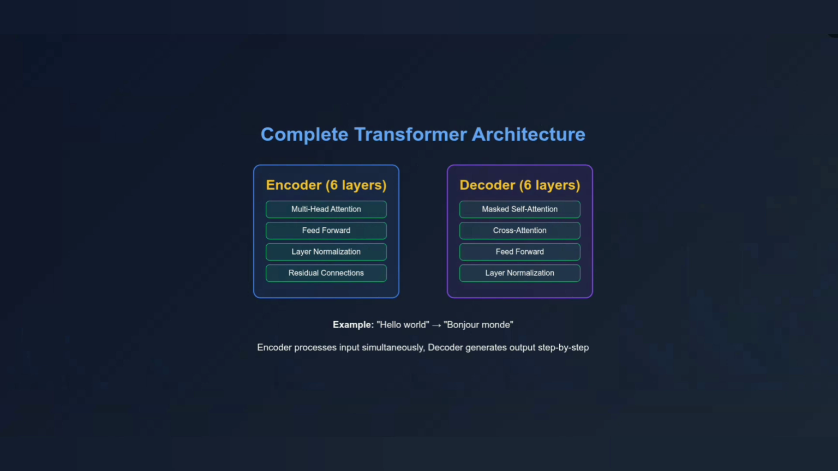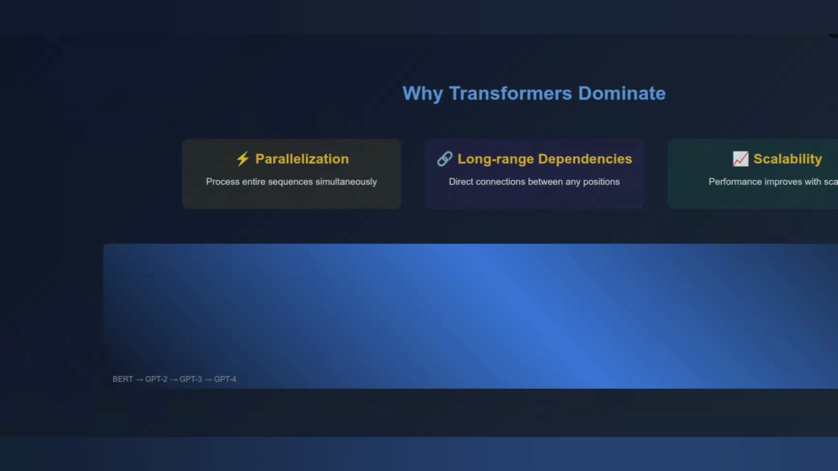The feed-forward networks in each layer are crucial, but often overlooked. They're simple 2-layer networks that process each position independently. Think of them as giving the model space to think about what it learned from attention before passing information to the next layer. Layer normalization and residual connections are the unsung heroes that make training stable. Without them, these deep networks would be nearly impossible to train effectively. They ensure gradients flow properly and prevent the vanishing gradient problem.